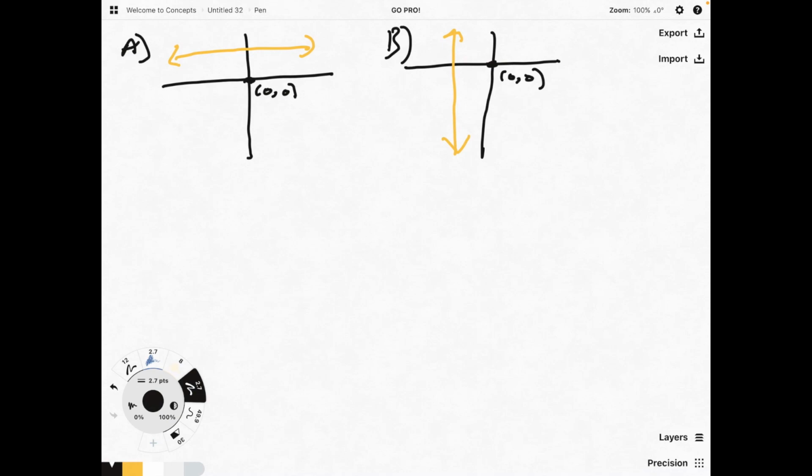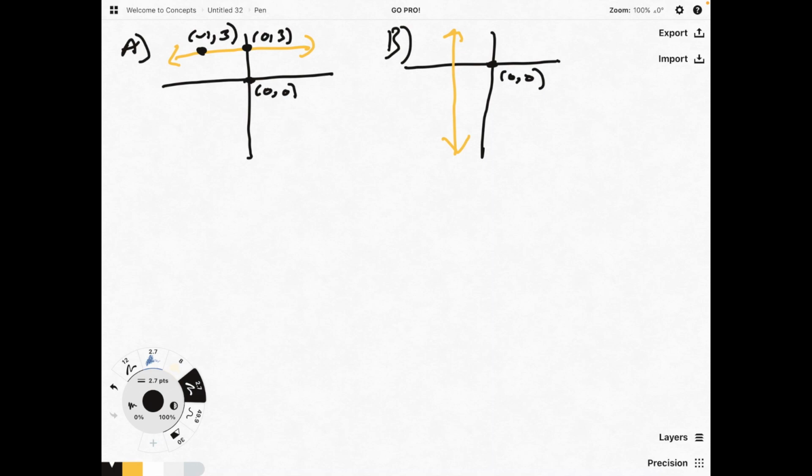So if we look at the horizontal line first, say we have a line that looks like this, and this is at the point 0, 3. A horizontal line is a straight line, so we can choose any point we want. So say we choose a point over here, which is -1, 3.